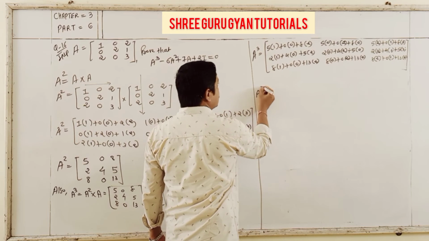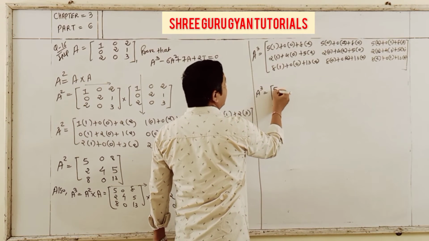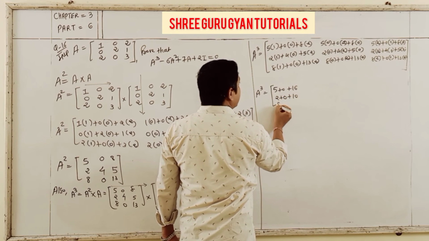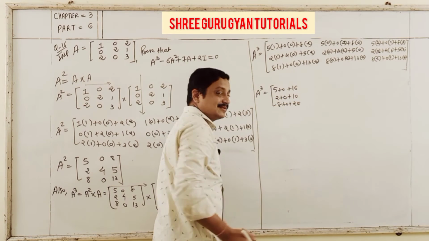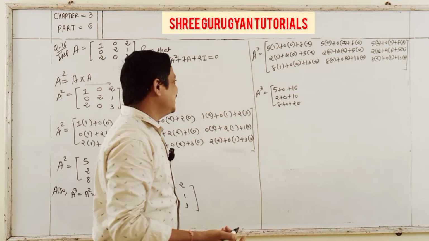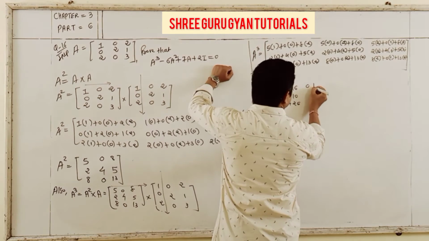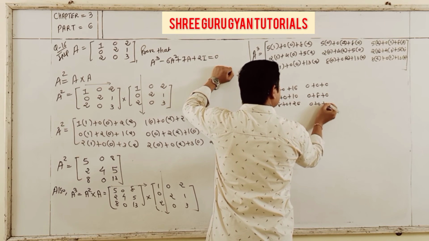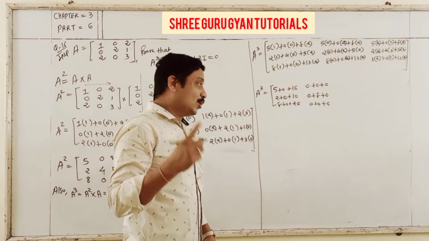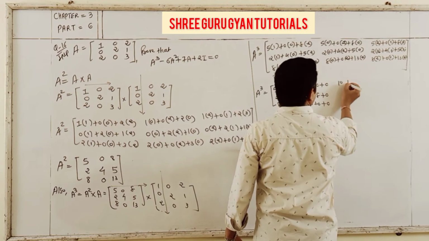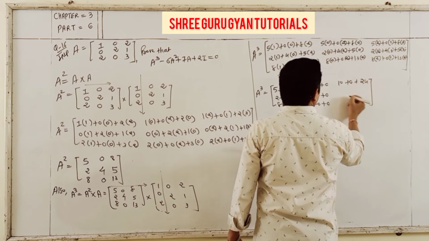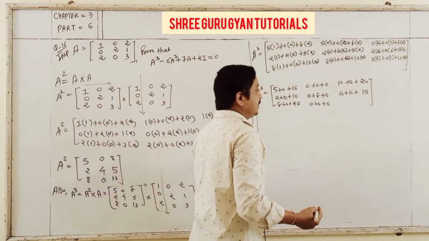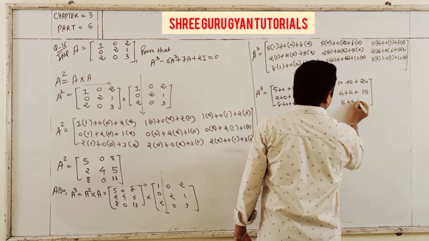Finally, you get your A cube. Yes, 5, 0, 16, 2, 0, 10, 8, 0, 26. Next, 0, 0, 0. Here, 0, 8, 0, and 0, 0, 0. And last is the column. 5 times 2, 0, and 8 is 24. 2 times 4, 4 and 5 is 50. And last 16, 0 and 13 is 39.